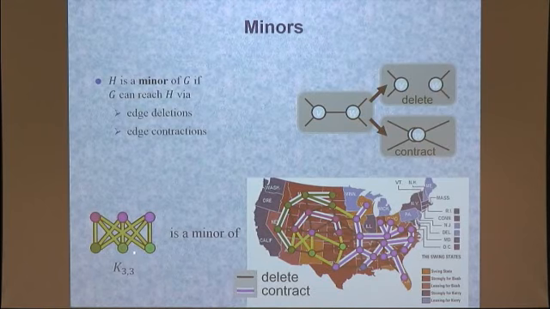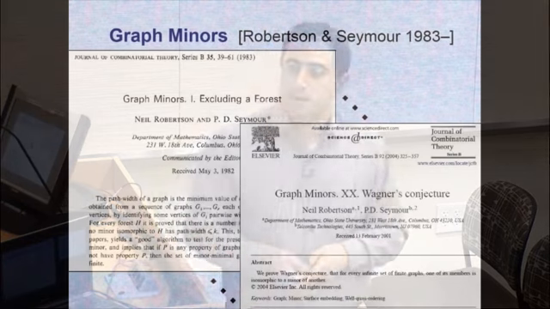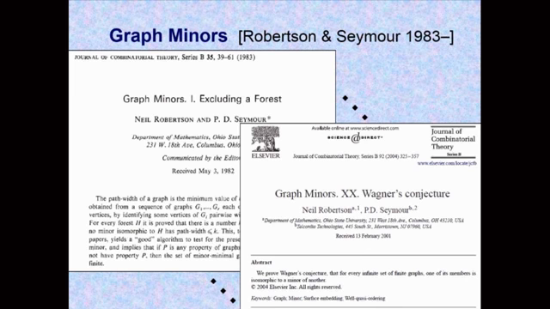And this is the example. K3,3 is a minor of this graph. It's up to you to find why this is the case, but that's a nice thing to see. This graph is essentially what is called the map graph of the US. But anyhow, these all come from the graph minors series of Robertson and Seymour from 1983.